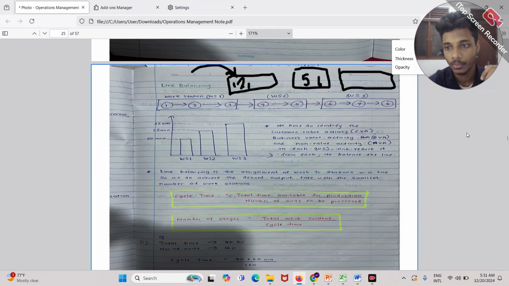So we'll see how we are going to do that. Line balancing is the assignment of tasks to workstations in a line so as to achieve the desired output rate with the smallest number of workstations.